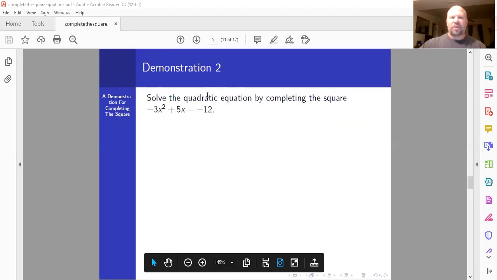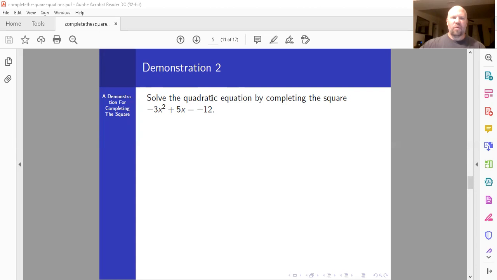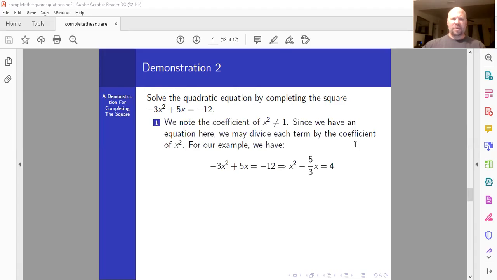Our second demonstration asks us to solve the quadratic equation by completing the square. And this time we have negative 3x squared plus 5x is equal to negative 12. So again, we're going to follow our same steps. This time, though, we note the coefficient of x squared is not 1.